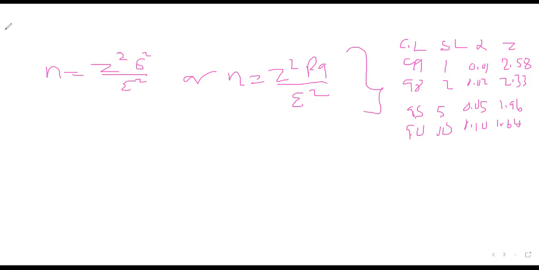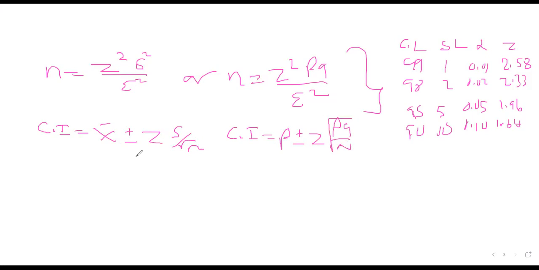So under sampling, we also have estimation formulas where the confidence interval is equal to the mean plus or minus Z, standard deviation over square root of n. We can also use a confidence interval with proportions as well. So we have the proportion plus or minus Z square root of PQ over capital N. So confidence interval is simply a range. For instance, we have 10 to 20. This is the range where this is called our lower bound and this is called our upper bound.